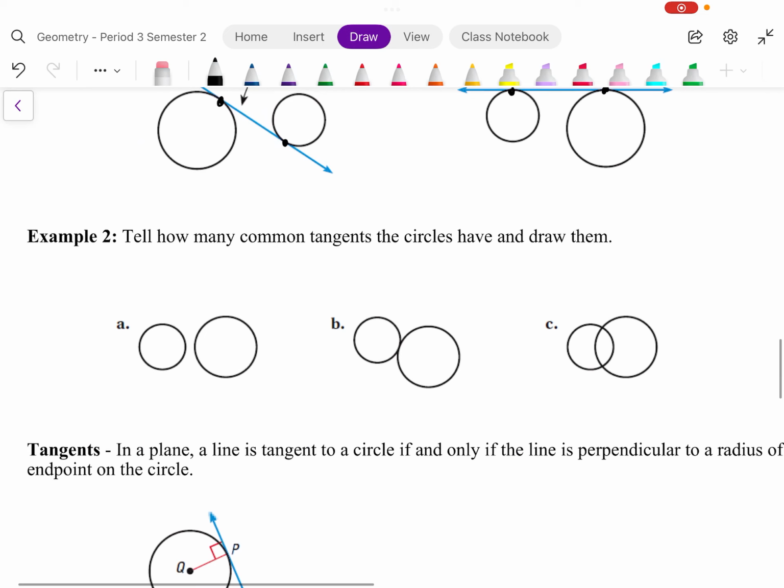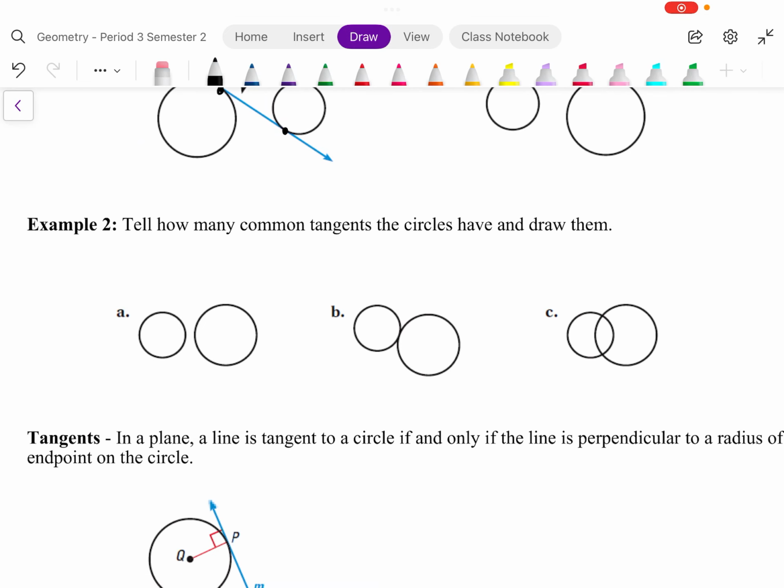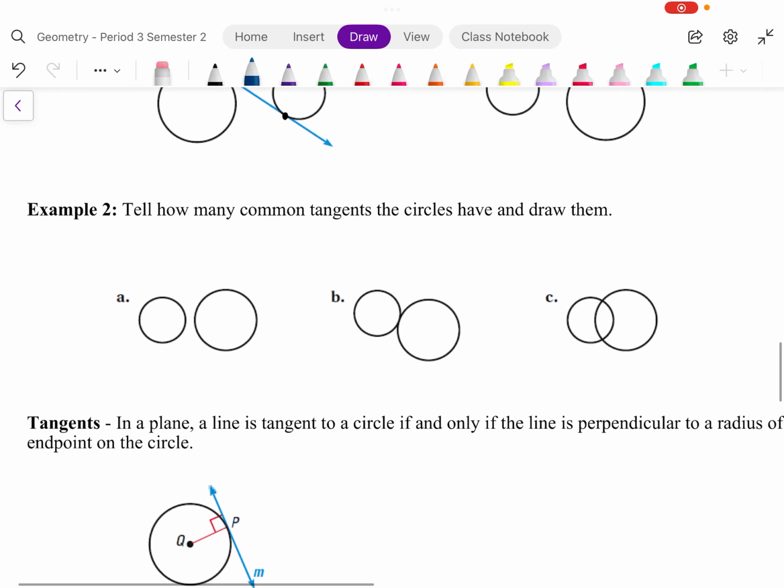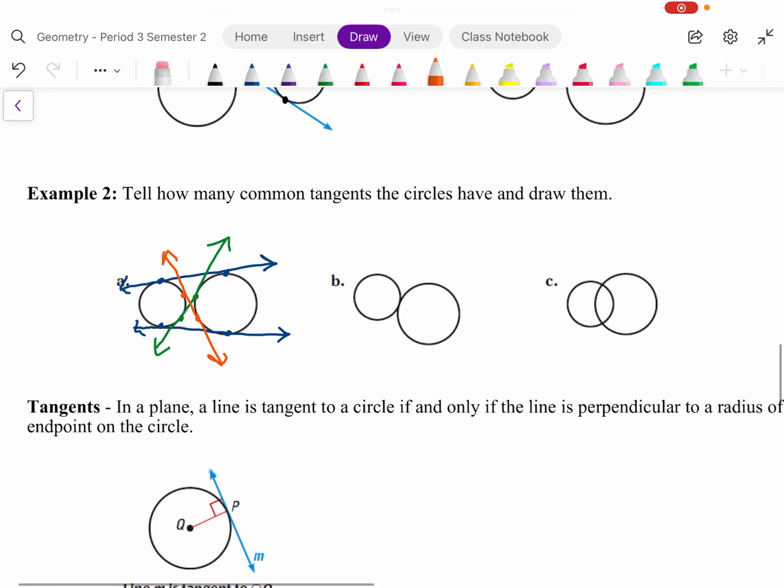So if we do an example 2, they want us to tell how many common tangents the circles have and draw them. So if we look at the first one, we can put a point on the top of both of the circles and draw a tangent there. We can do the same thing with the bottom of the circles, drawing a second tangent. And we can draw one going through the middle. And same thing going the other direction. So this one is going to have a total of 4 common tangents.